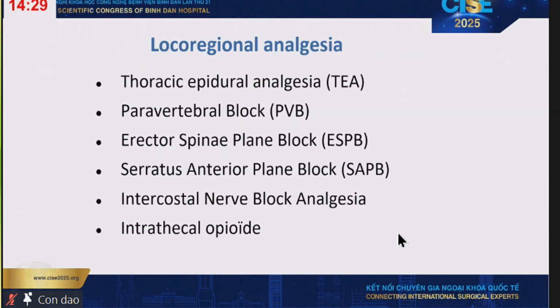The local regional anesthesia techniques used in thoracic surgery include thoracic epidural, paravertebral blocks, erector spinae plane blocks, serratus anterior plane block, and we talk also about intercostal nerve blocks and the intrathecal opioid administration.